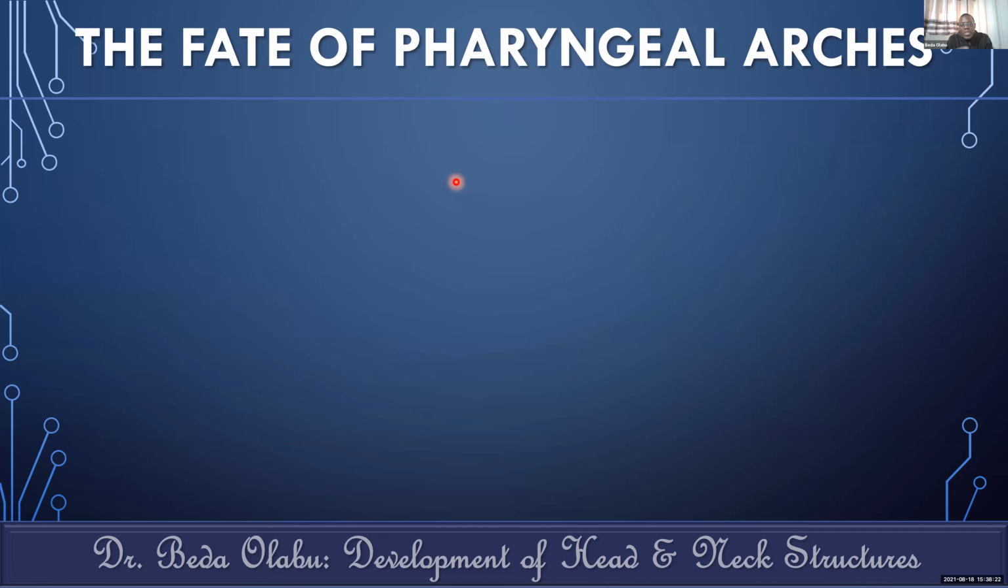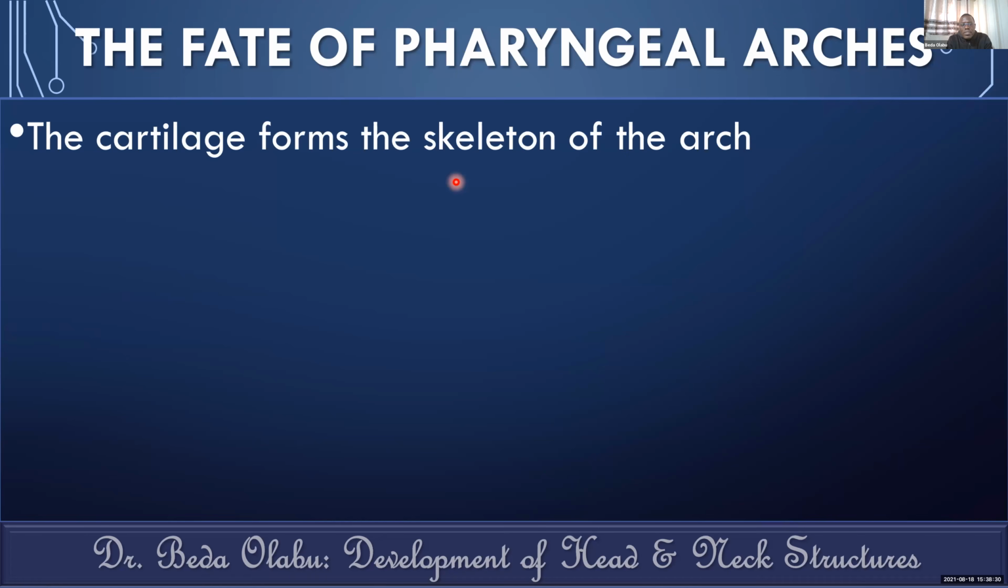As you know, you and I don't really have the arches, at least we don't see the gills in us. So what happens? Perhaps I'll give a count of each of the components of the pharyngeal arch, starting with the cartilage. The cartilage of a pharyngeal arch basically may involute, which means disappear. But some part of this cartilage may remain.